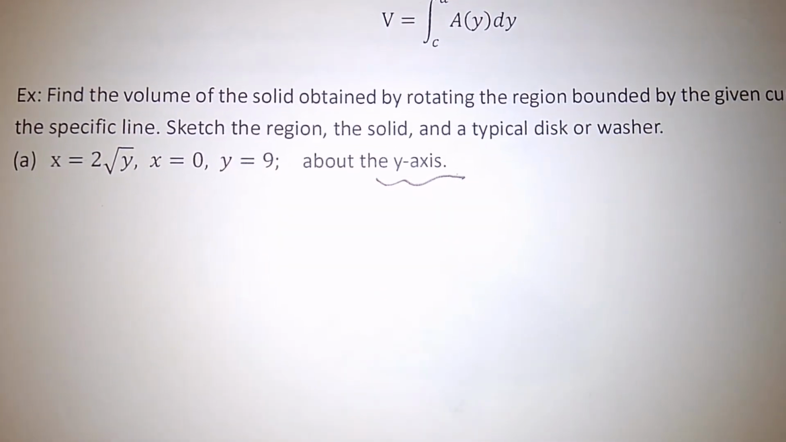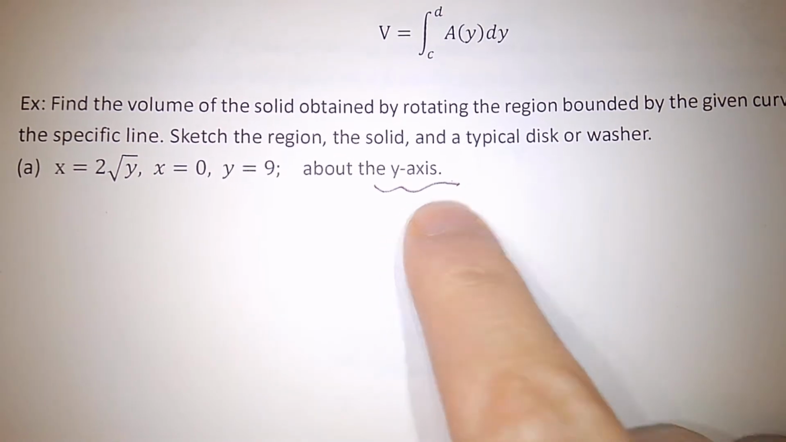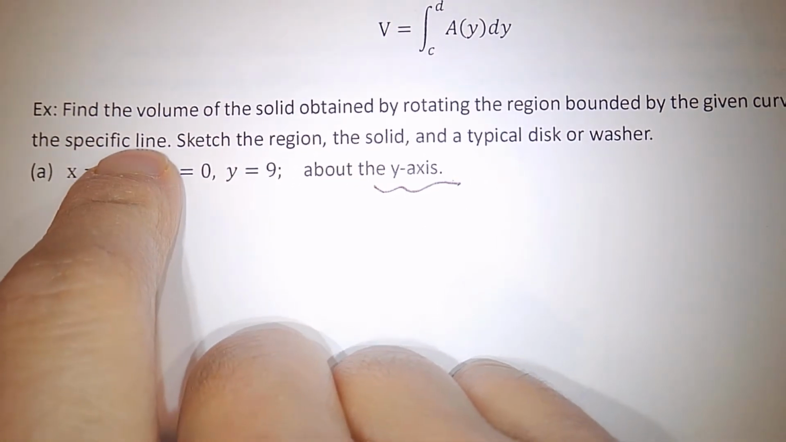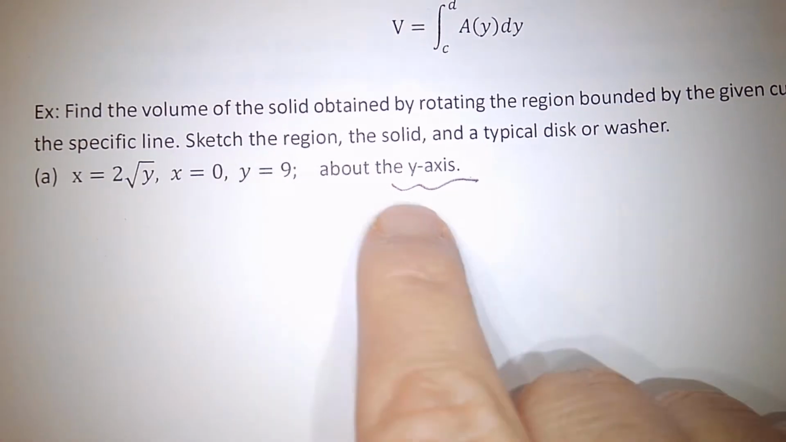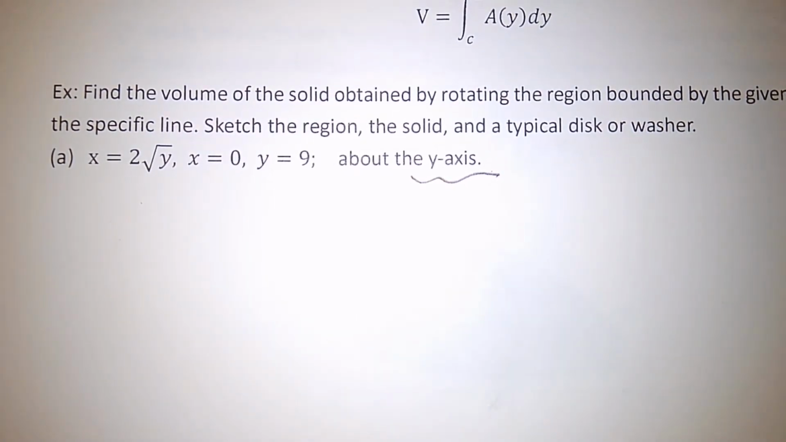Thank you so much. And I told you, I'll only let you rotate the solid region about the x-axis or the y-axis. We're not doing any other lines, okay? We're not rotating about x equals 1 or y equals 2. We don't do that. Only about the axes, okay? Now let's look at this question. What is the boundary region?